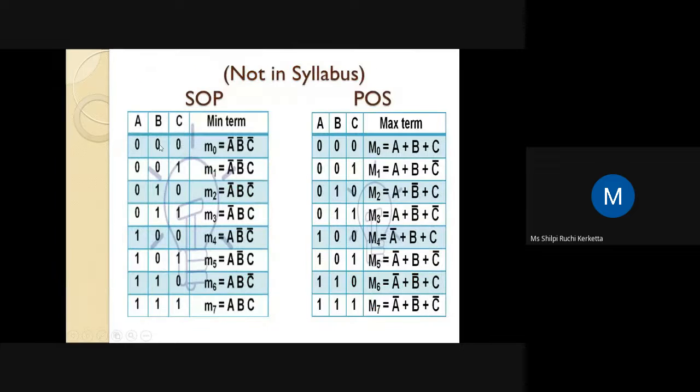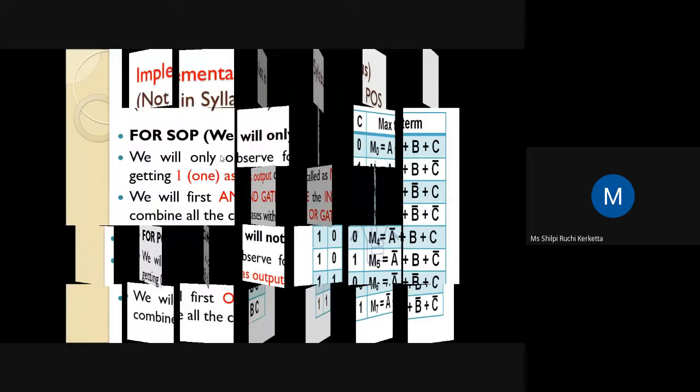So wherever we have an input, we will multiply all the inputs, or dot product all the inputs. So if we have 0 0 0, we will say it as a dash into b dash into c dash, or a dash dot b dash dot c dash. This is how we will do sum of products.